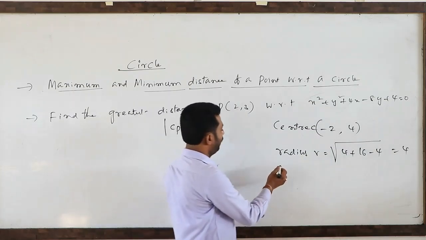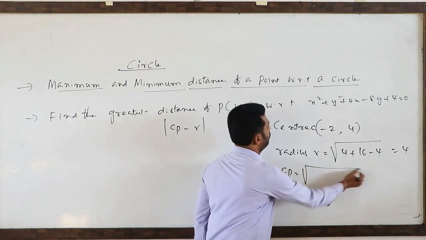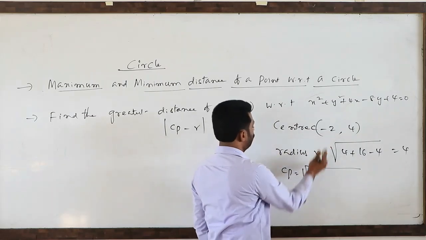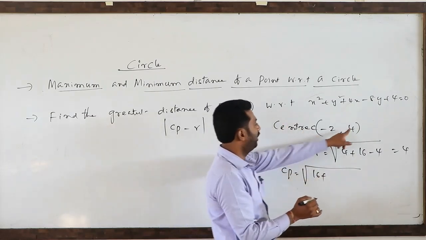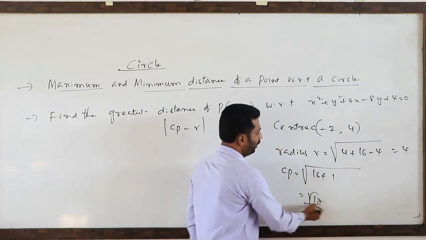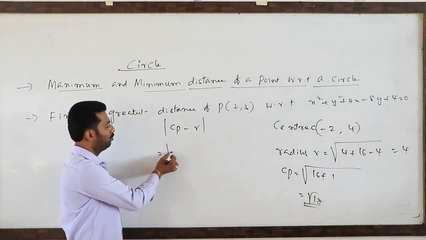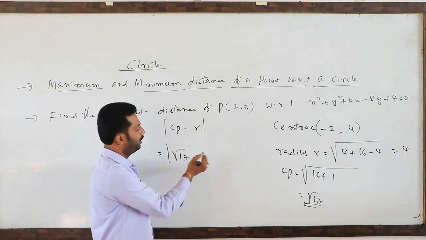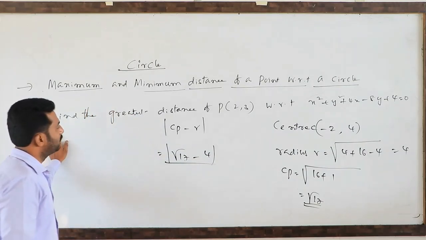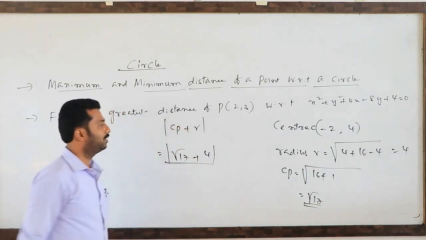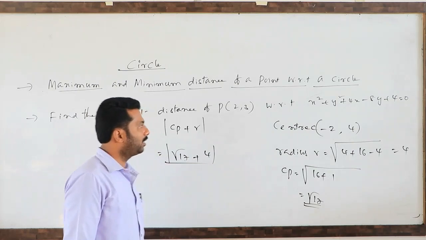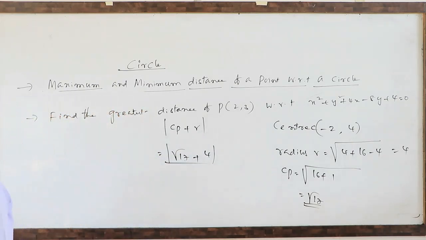CP is what we have to calculate. The CP distance: x1 minus x2 whole squared plus y1 minus y2 whole squared, which is 1. This is root of 17. So the CP length is root of 17, and the radius is 4 units. Like this we calculate the greatest distance. Greatest distance means plus. Smallest distance means CP minus R. So this is the way of calculating the greatest distance and the smallest distance.